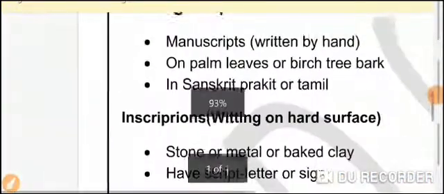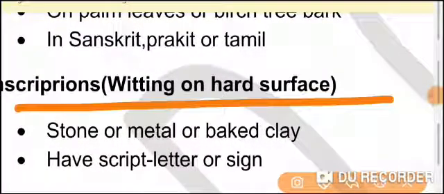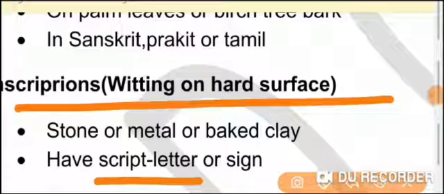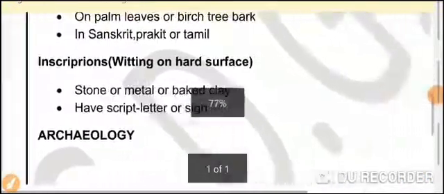Next come inscriptions. Inscriptions, that is, writing on a hard surface. So it can be stone, it can be metal. All the inscriptions that were seen were writings on a hard surface, and these writings were in the form of script, and this script could be either a letter or a sign that we used.